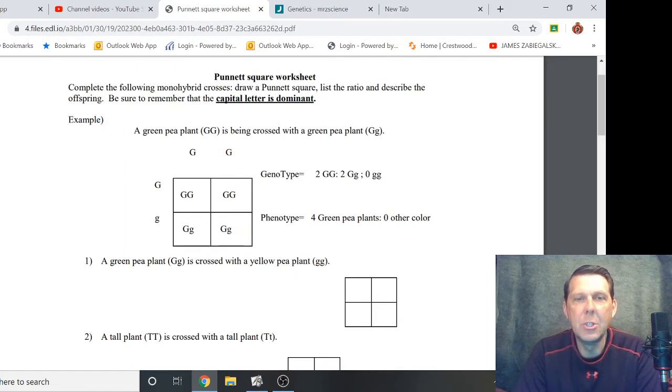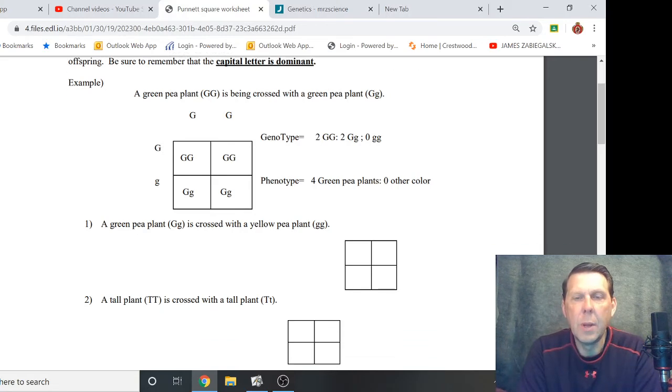A green pea plant, GG, is crossed with a green pea plant, GG. We don't know what the G stands for, but we can still cross them. So GG is crossed with GG, and they ran the square. Now the genotype breakdown: there are 4 GGs, and no lowercase. Green is what it is. 4 green pea plants. It's going to be green, green, green, green, and there's going to be no other colors.